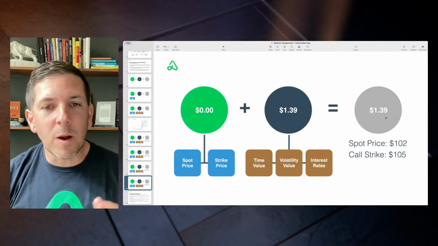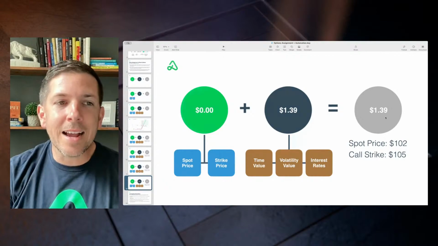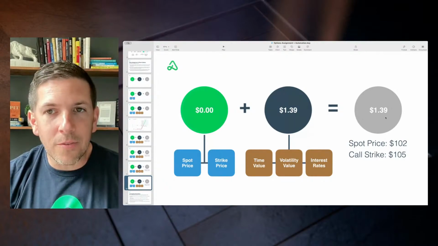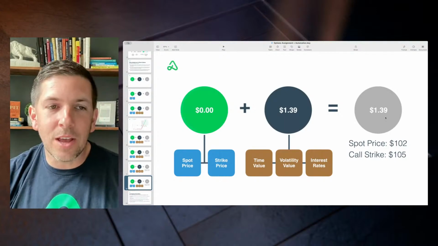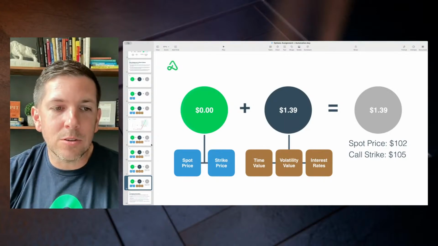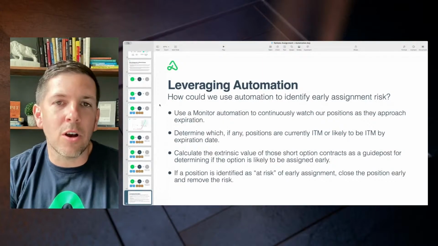Okay. So this is why these two components matter. You've got to have intrinsic value, and the extrinsic value has to be low enough that an option buyer is going to forego that extrinsic value. Ideally, it's going to be pretty close to zero.